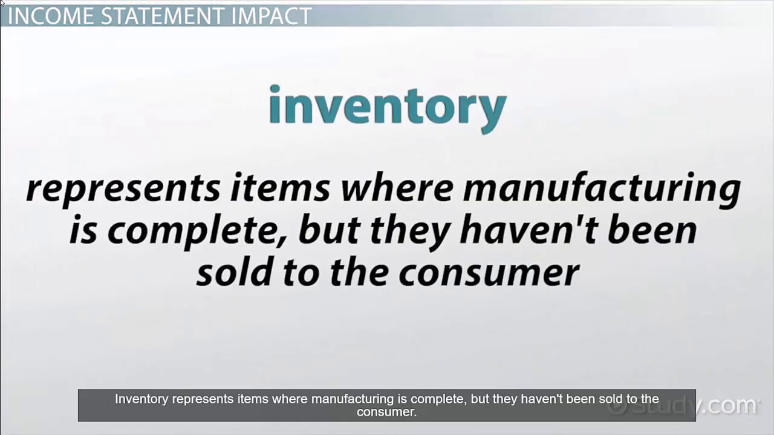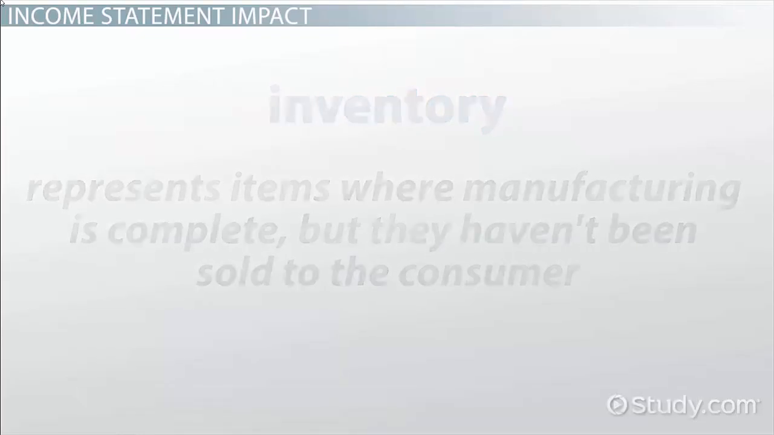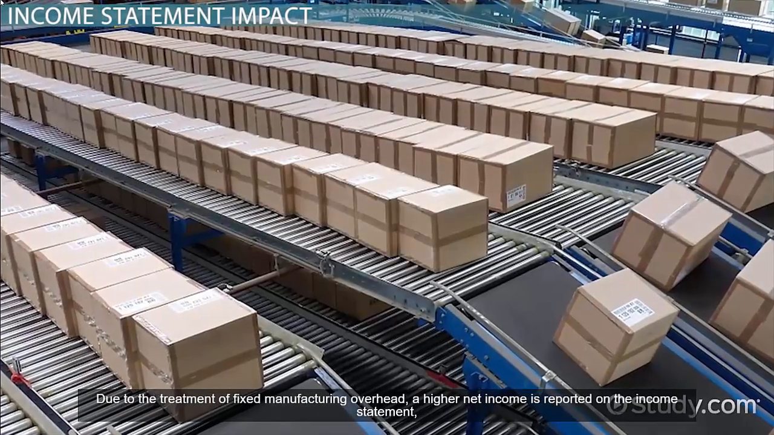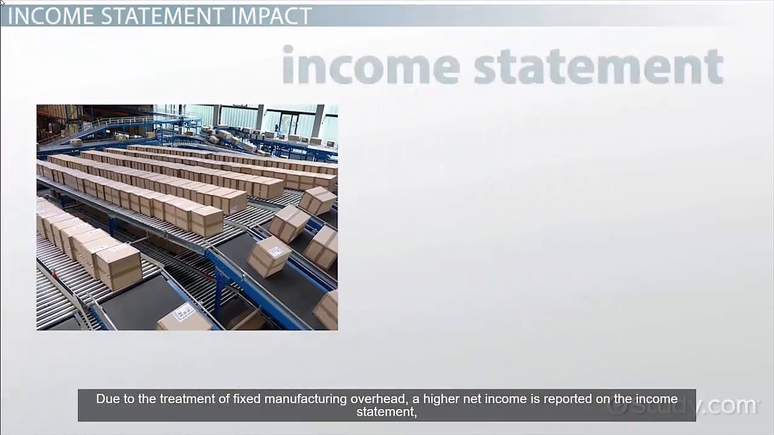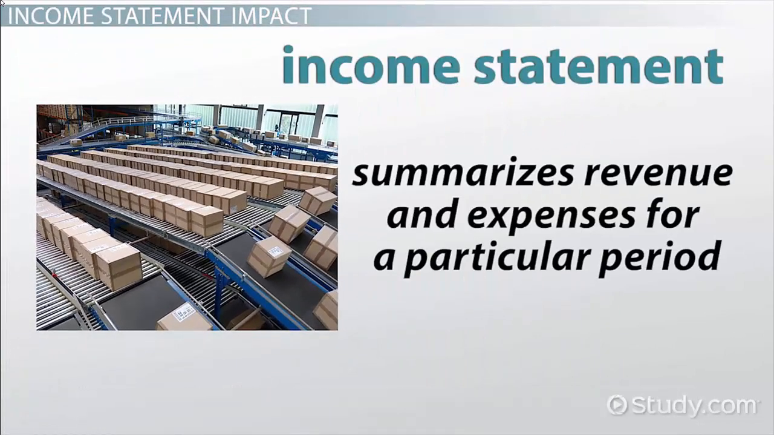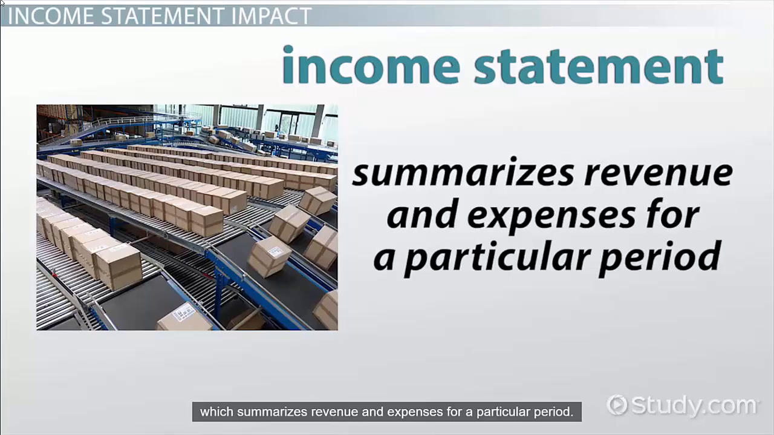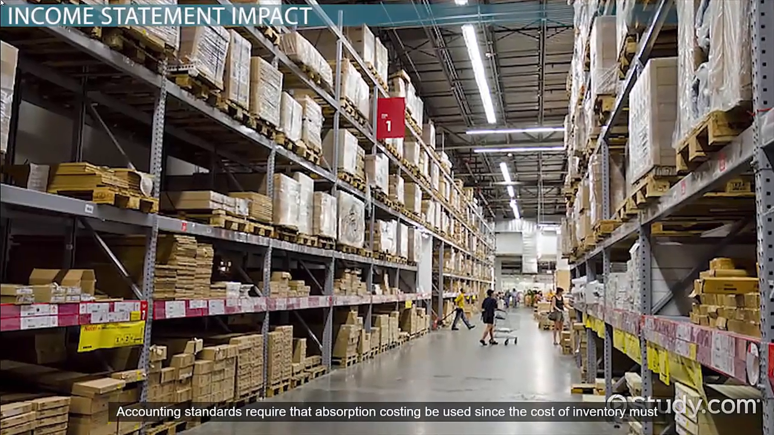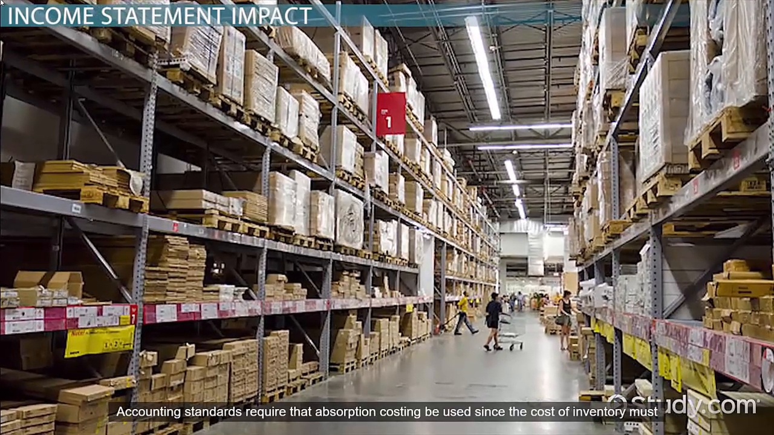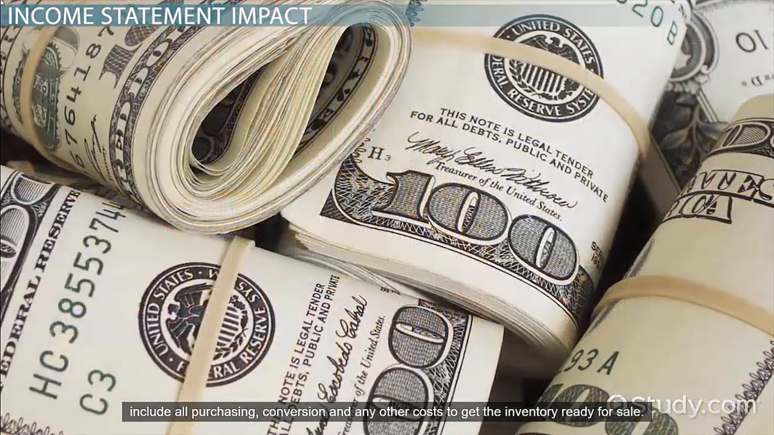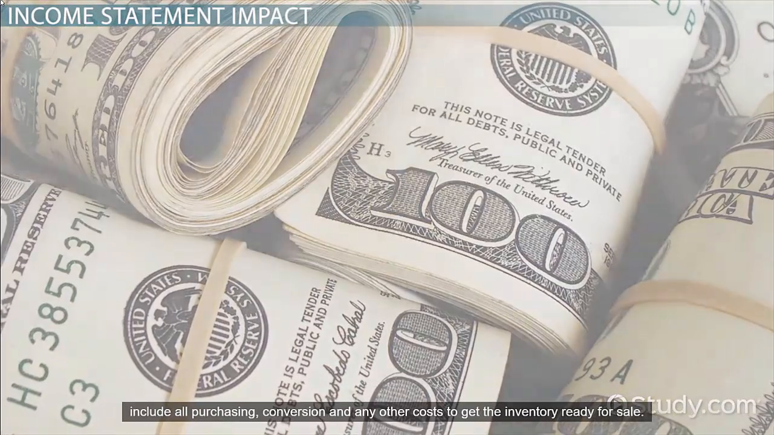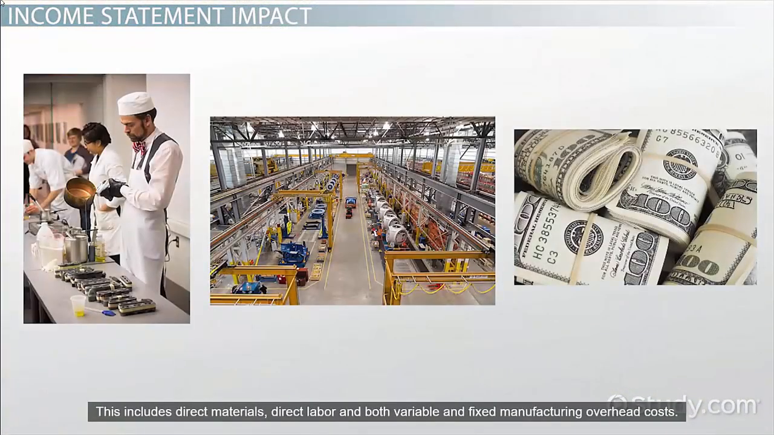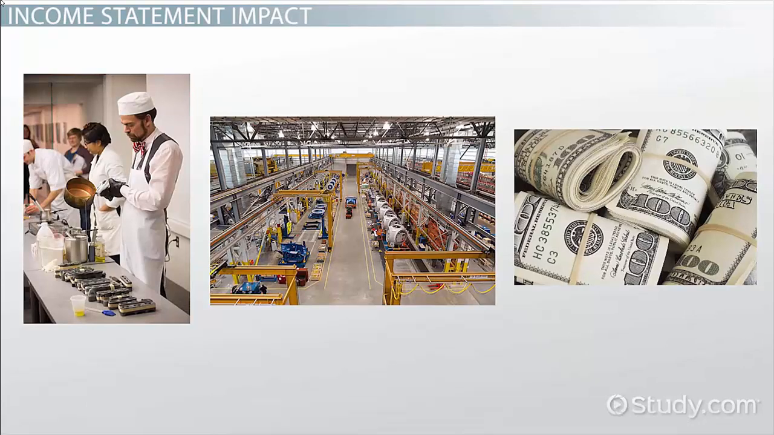Inventory represents items where manufacturing is complete, but they haven't been sold to the consumer. Due to the treatment of fixed manufacturing overhead, a higher net income is reported on the income statement, which summarizes revenue and expenses for a particular period. Accounting standards require that absorption costing be used since the cost of inventory must include all purchasing, conversion, and any other costs to get the inventory ready for sale. This includes direct materials, direct labor, and both variable and fixed manufacturing overhead costs.